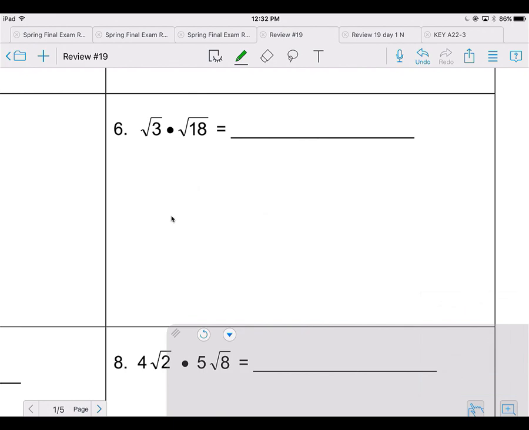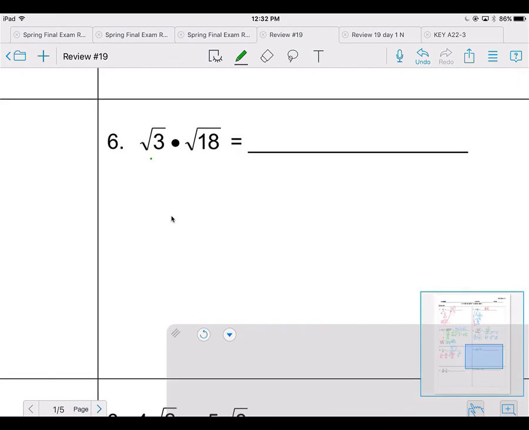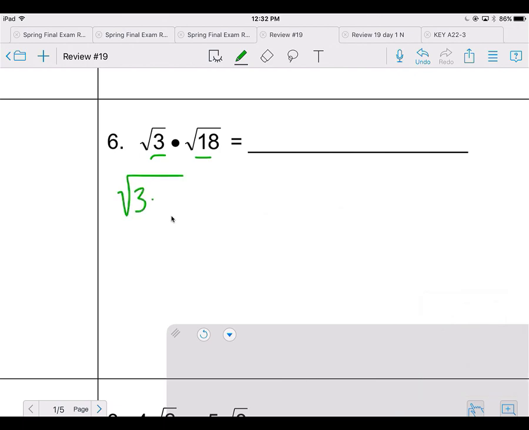Problem 6, we have the square root of 3 times the square root of 18. Both of these are inside the square root, so we will put them together to get the square root of 54. Now, obviously, 54 doesn't work out nicely. If you typed this in from the beginning, you would have seen if it worked nicely or not.